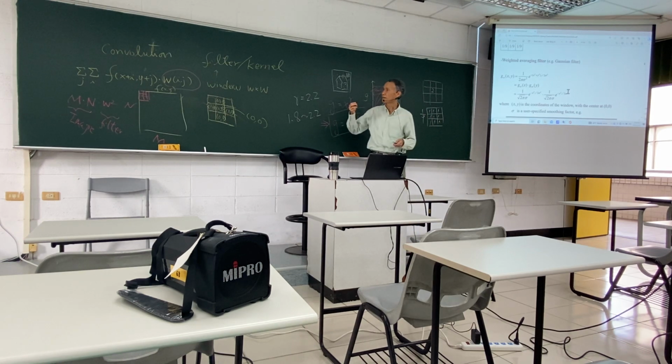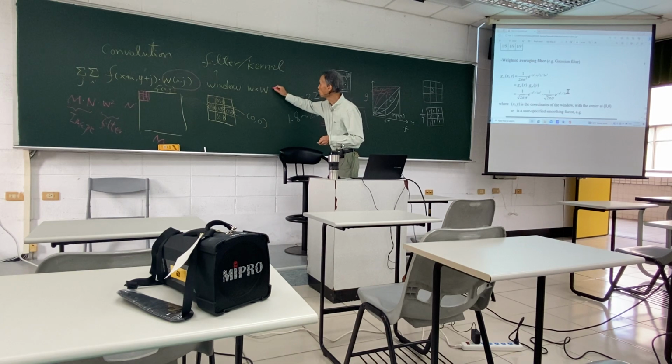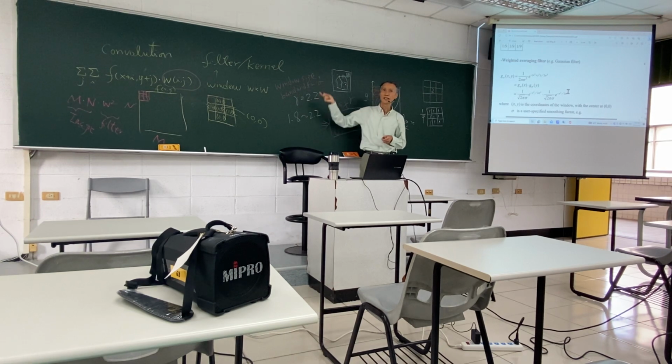So there are two factors that will affect the result of smoothing. The very first one is the window size. And next is the bandwidth, sigma. If the window size is very large or the bandwidth is very large, then you might get some over-smoothing.